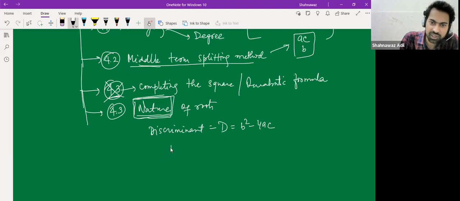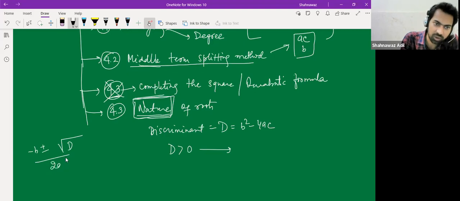So if D is greater than or equal to 0, okay, let me write one part only. If D is greater than 0, then we have what kind of solution? Real or not real? Just remember this, guys, right? This comes in the quadratic formula. So this decides the nature of the roots. So if D is greater than 0, then we have what kind of solution? This one.